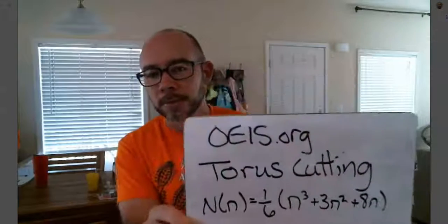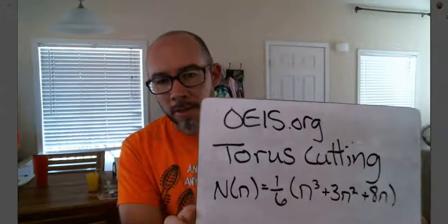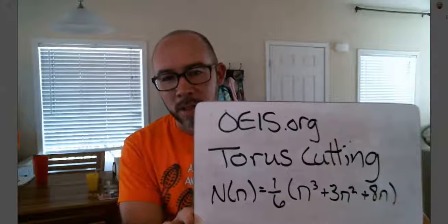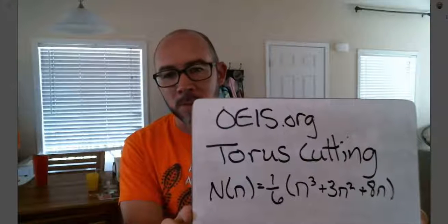Torus cutting is, we're going to slice this thing through in different directions. Okay, and if we just cut it once, either this way or slanty-wise or whatnot, I'll only end up with 2 pieces left over from slicing this torus. And so there's another sequence here that is the maximum number of slices you will get with n number of cuts. And the formula for that is 1/6 of this polynomial, n cubed plus 3n squared plus 8n.